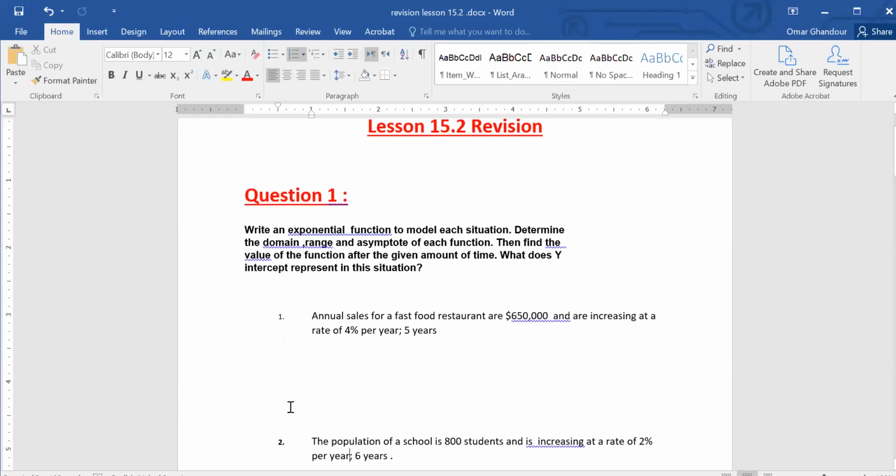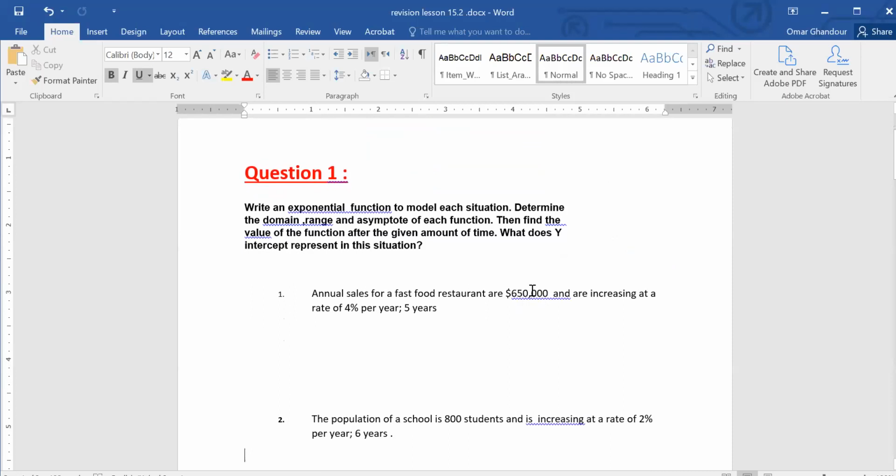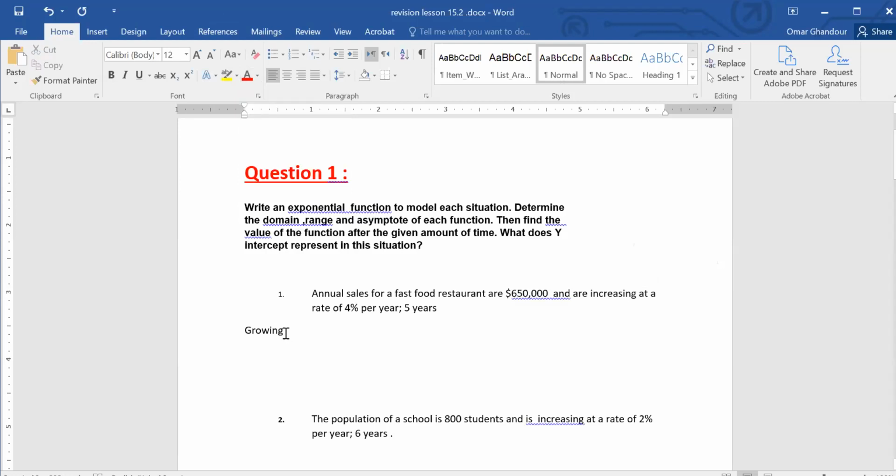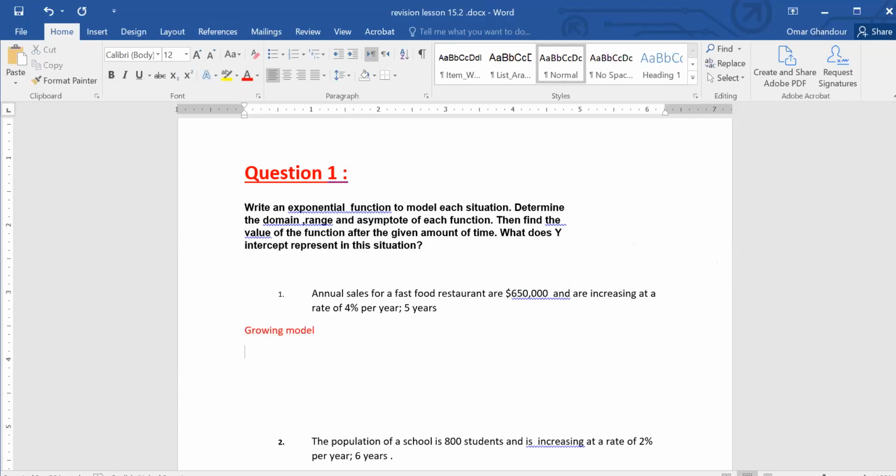Annual sales for a fast food restaurant are 650,000 and are increasing. I read the word increasing, so this is a growing or decaying model. The first thing I understand is that this is going to be a growing model. Let me solve in another color. Let's do it in red. So this is a growing model, right? So let's find what is the value of A, what is the value of R, and what is T.